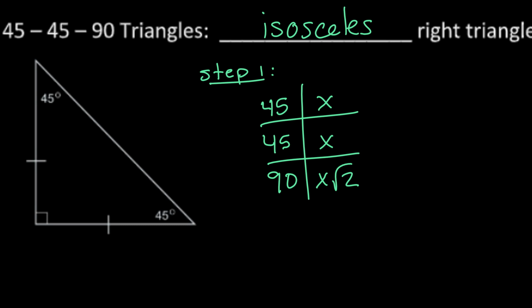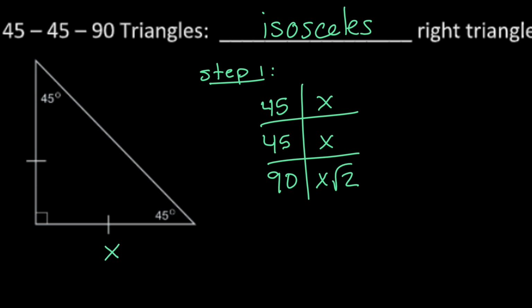Can anyone take a guess as to where these values are located in comparison to the angles that they're in the same row as? So for instance, 45 is in the same row as x. What does that mean? Where are they located in comparison to each other, the 45 and the x? Yes. So if it's in the same row, it means that that value is across from the 45. So across from the 45 is an x.